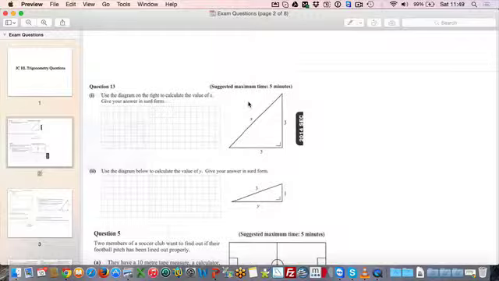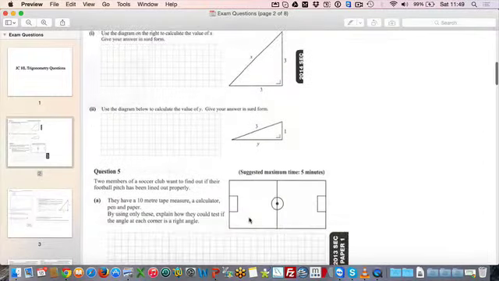Right, how would I find x there, Brianna? Your hypotenuse. So what's that called? Pythagoras theorem. Okay, use the diagram below to calculate the value of y. Give your answer in surd form. How would I find y here, Edel? What would I use to find it? Pythagoras theorem. Can I use it here? Well, I have two sides and I'm looking for a third. What does surd form mean? Square root. It'll be y is equal to the square root of 10, I'd say, is the answer for that.